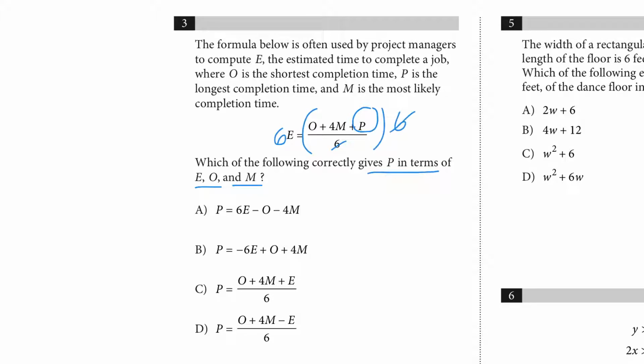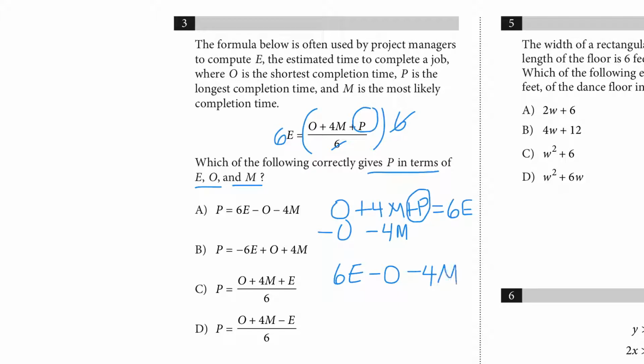and by doing that those cancel out, so you're going to have O plus 4m plus P, and that's equal to 6e. And then if we want to solve for P, we want to isolate this P, we have to subtract O and subtract 4m on both sides. So you're going to have 6e minus the O and minus the 4m. That's what P is. So we look at our answer choices, and 6e minus O minus 4m, that looks like answer A. So the answer should be A for problem number 3.